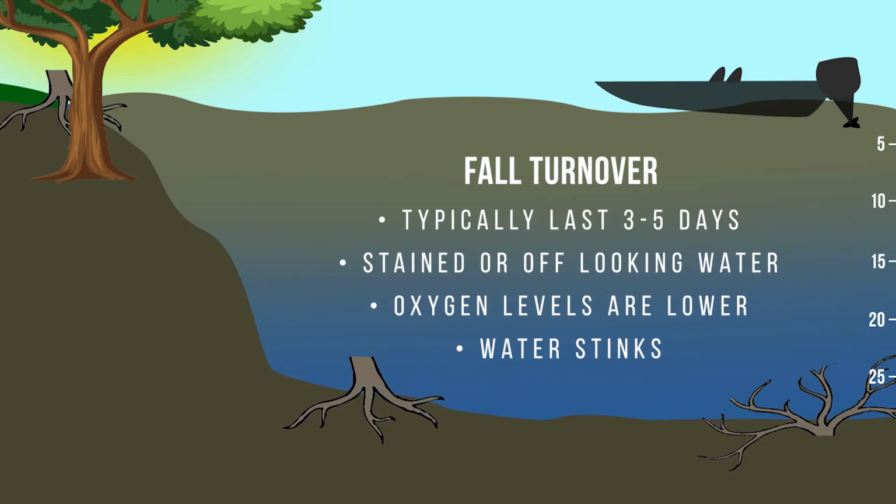The water is going to be stained or off looking. Here in Oklahoma, it's going to look like a dirty lake or tea-colored water, just off looking. Your oxygen levels at this point are going to be lower, because if you think about it, your top layer that's oxygenated and that bottom layer that had basically no dissolved oxygen are mixing together, so for a short amount of time your oxygen levels are going to drop.